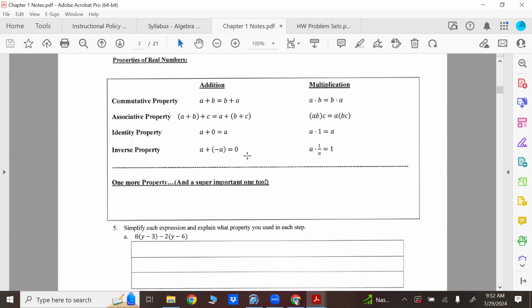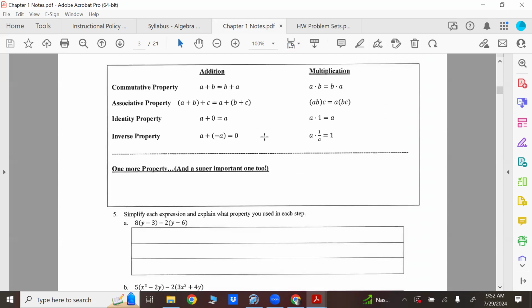So here, I don't care about the names of these properties. I actually forget commutative and associative sometimes. But what you do need to know is that this is true. You can reverse the order of addition: 3 + 4, 4 + 3, same thing, right? Or 3 × 4, 4 × 3, same thing, right?